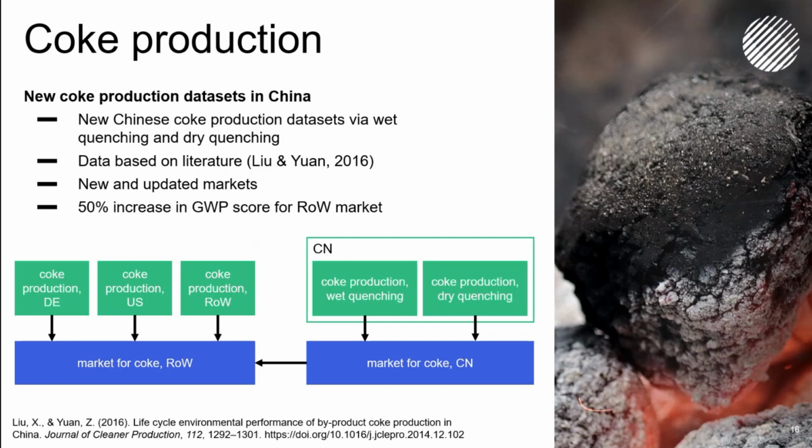With this update, the global warming potential score of the rest of the world market is 50% higher than the score of the global market that was available in version 3.9. This is mainly due to the remodeling of the rest of the world coke production dataset, which now represents a weighted average of the different technologies that are known to be used, while the dataset in version 3.9 was based only on data from the US.